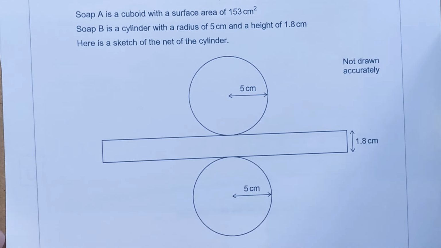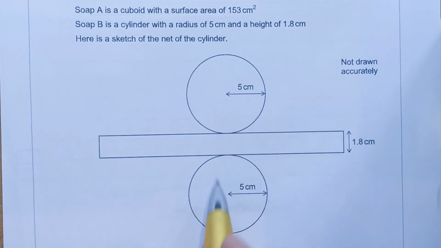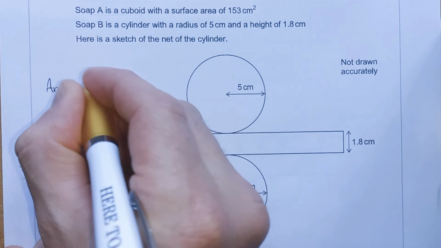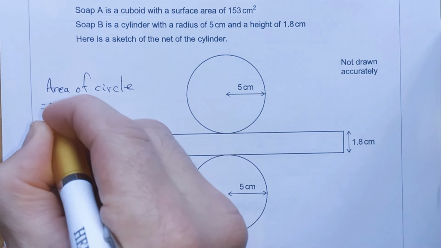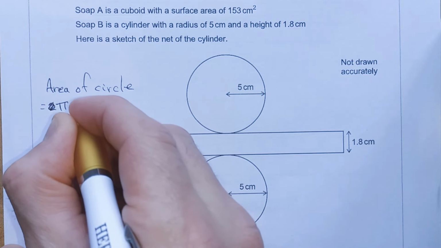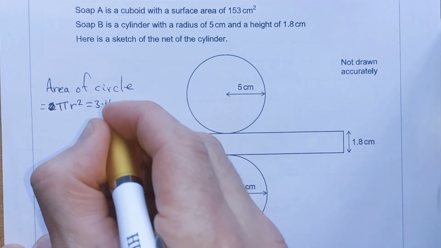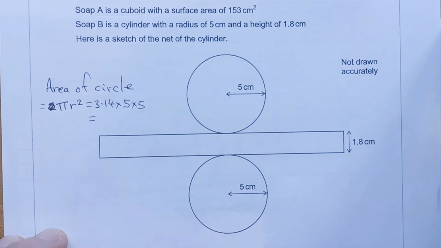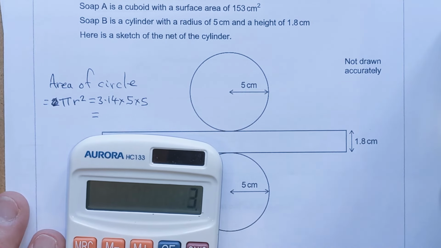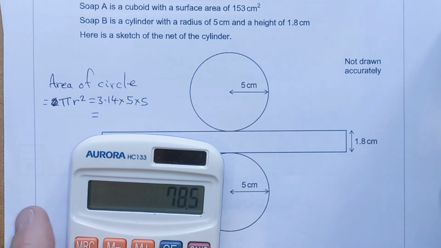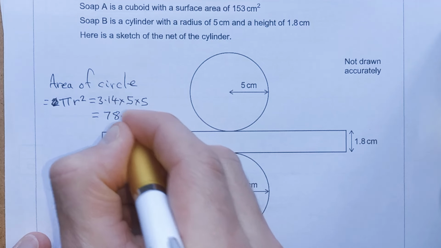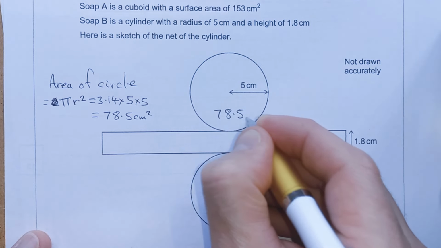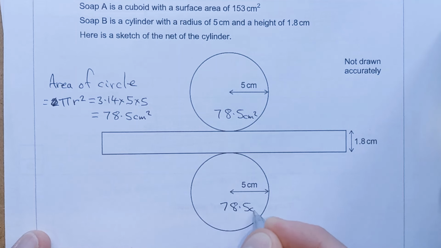Right, so surface area. So we've got the net of soap B, so we just want to work out the areas of these shapes. Right, first of all, we need the area of a circle. And the formula for that is, not 2, it is pi r squared. Where pi, we can use 3.14. R is the radius, they've told us that's 5. Squared means times itself. So we've got 3.14 times 5 squared, 78.5 centimetres squared. Now that's also going to be the same for this one, because we've got 2 of them. So in fact, let's write 78.5 cm squared and 78.5 cm squared.